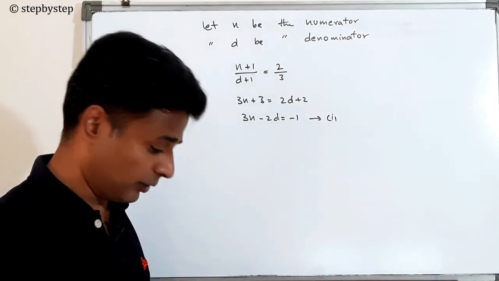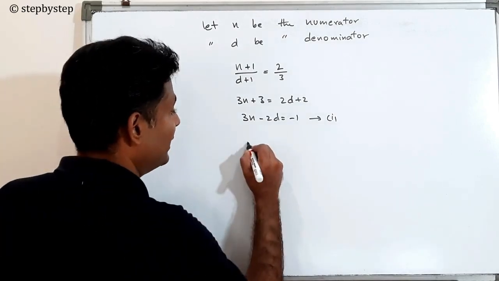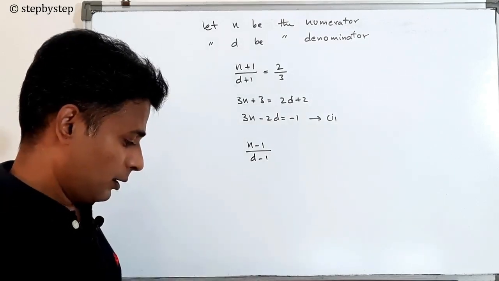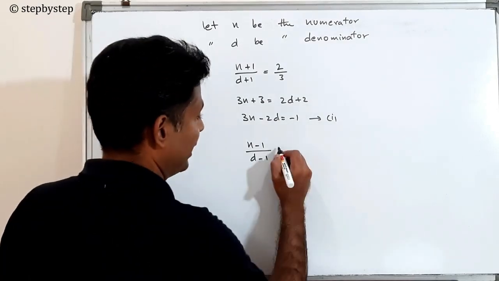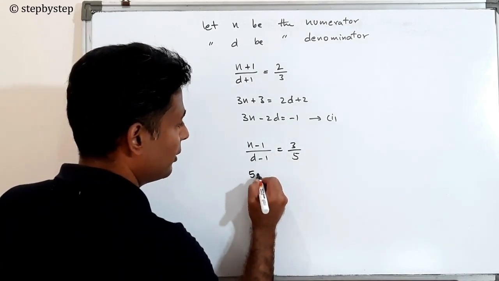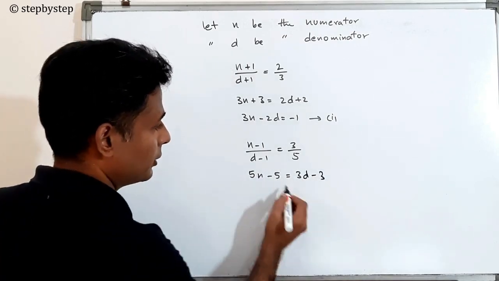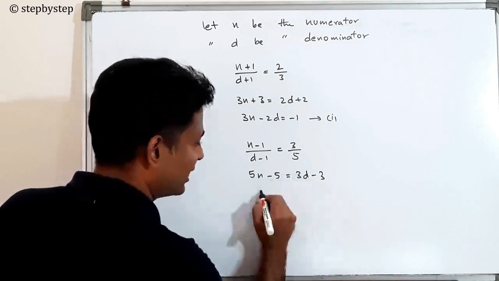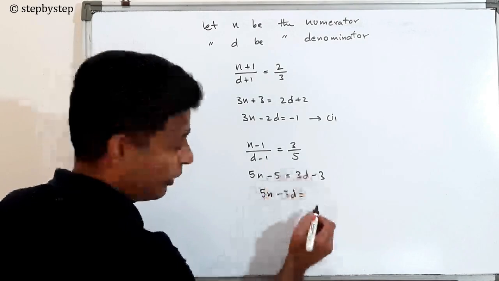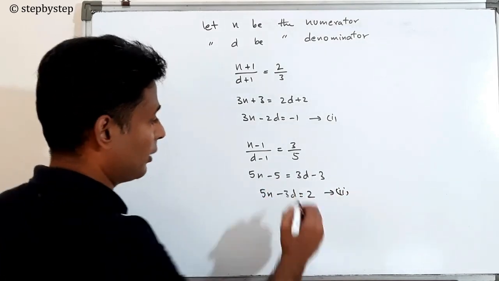What is the second thing they have given? If 1 is subtracted from numerator and denominator, n minus 1 by d minus 1 becomes 3 by 5. So transposing, I get 5n minus 5 equal to 3d minus 3. Transposing, I get 5n minus 3d equal to minus 3 plus 5, so plus 2. This is our second equation.